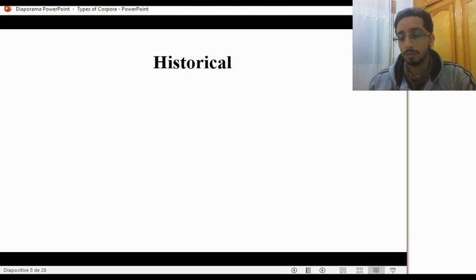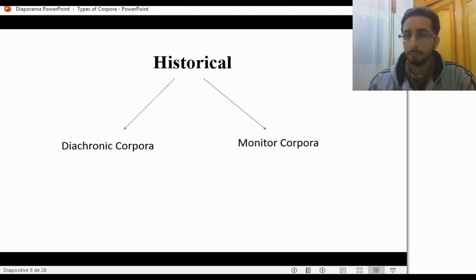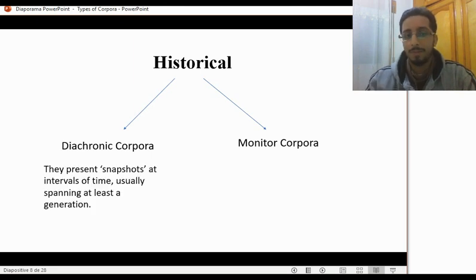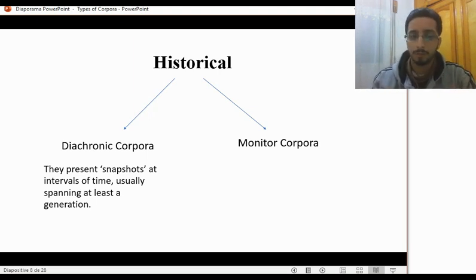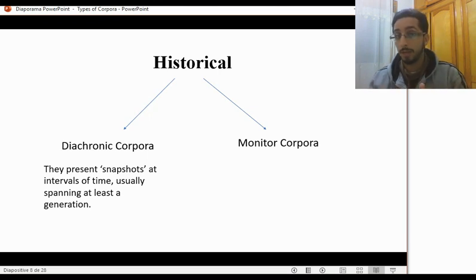Okay, now let's talk about historical corpora for comparison. Now, there are two types here. There are diachronic corpora and monitor corpora. Now, diachronic corpora are again fairly easy to understand. They basically present snapshots at intervals of time, usually spanning at least a generation. So, in diachronic corpora, you compare how one language changes across generations, and the interval is generally of 30 years or so. So you can compile a corpus, wait 30 years, compile another one, and see how the language changes across generations.